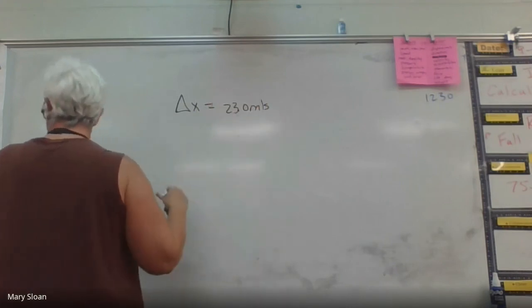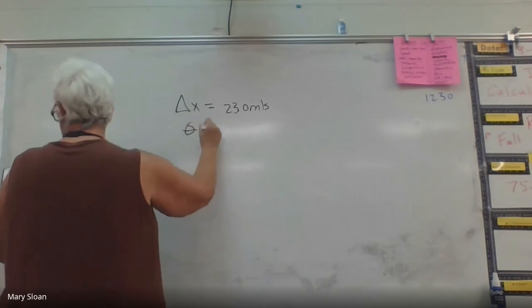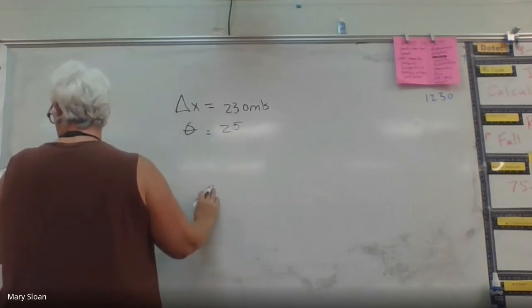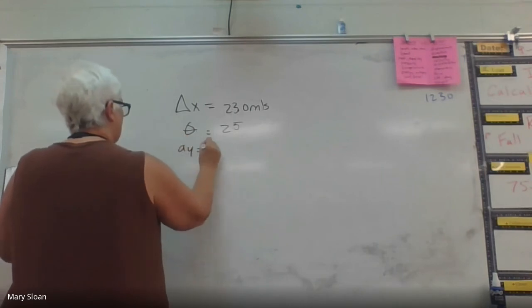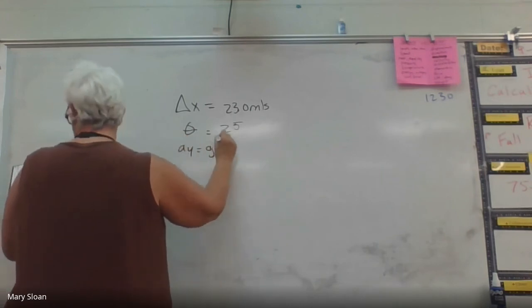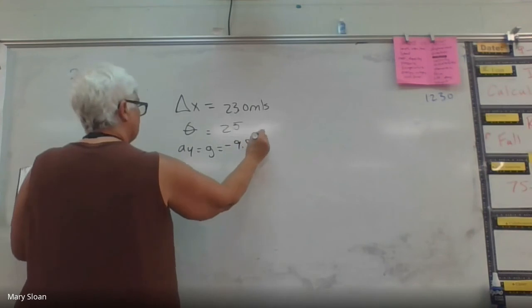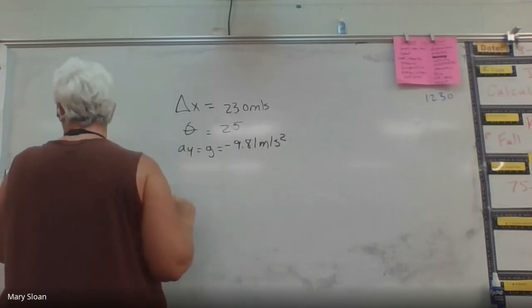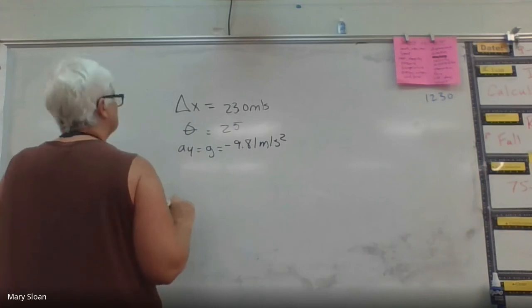Just bear with me for a second. All right, what's our angle? 45. We can all agree on that one. All right, what is our a_y, or our gravity? Okay, what is the formula we're going to use? What are we looking for?